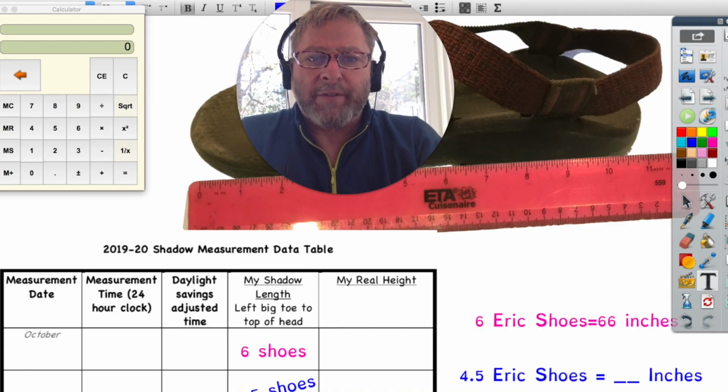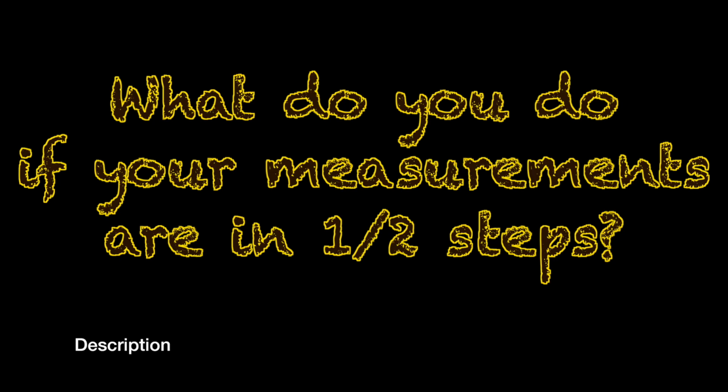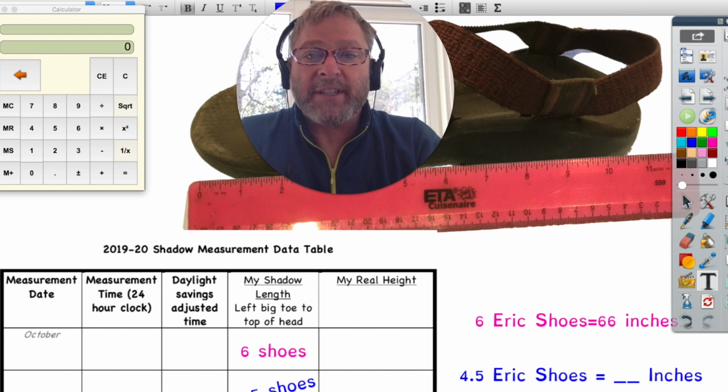However, some of you were being very precise. And when you were being so precise, you realized that, wait a second, when I did my shadow measurement, I got 6.5 steps. What should I do? What do you do if your measurements are in half steps? Well, first of all, for this activity, we don't need to be precise.